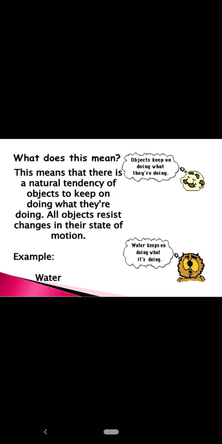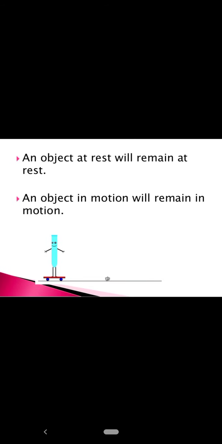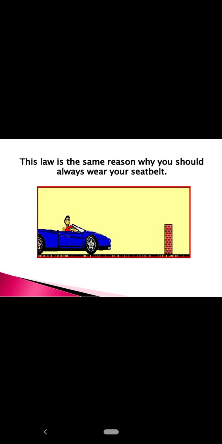Now let me explain more precisely what this law means. This means that there is a natural tendency of objects to keep on doing what they are doing. All objects resist change in their state of motion. So if an object is moving, it will want to keep on moving, and if an object is at rest, it will want to keep on being at rest. So an object at rest will remain at rest, an object in motion will remain in motion. This law is the same reason why you should always wear your seat belt.